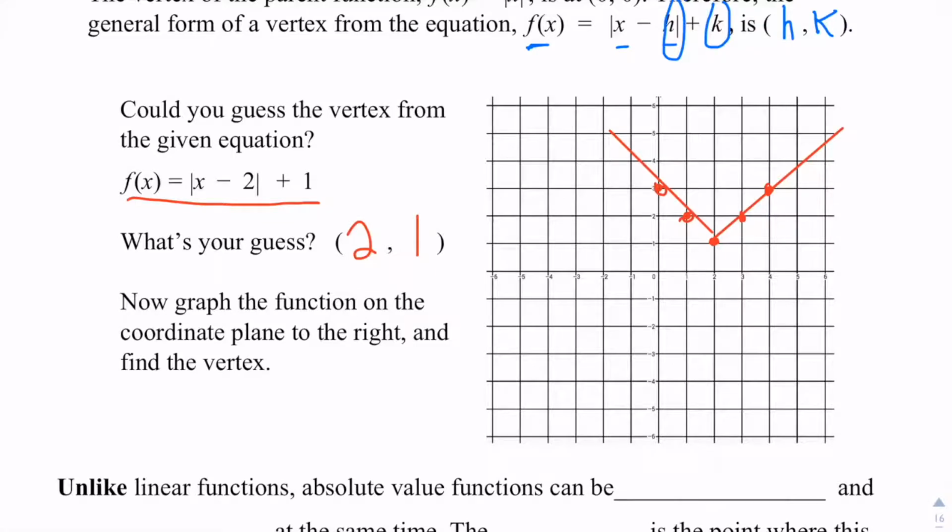Let me do a quick table and plot it just to check. So if my vertex is 2, 1, then I want to check where x is 1 and where x is 3. Well, if I plug in 1, I get 1 minus 2, which equals negative 1. The absolute value of negative 1 is 1, plus 1 is 2. So let's check that point. I'm at 1, 2. It's right there. And input 3, I get 3 minus 2 is 1. The absolute value of 1 is 1, plus 1 gives me 2. That gives me 3, 2. So that gives me this point right here. So I know that 2, 1 was a great guess for my vertex. Did you guess 2, 1?